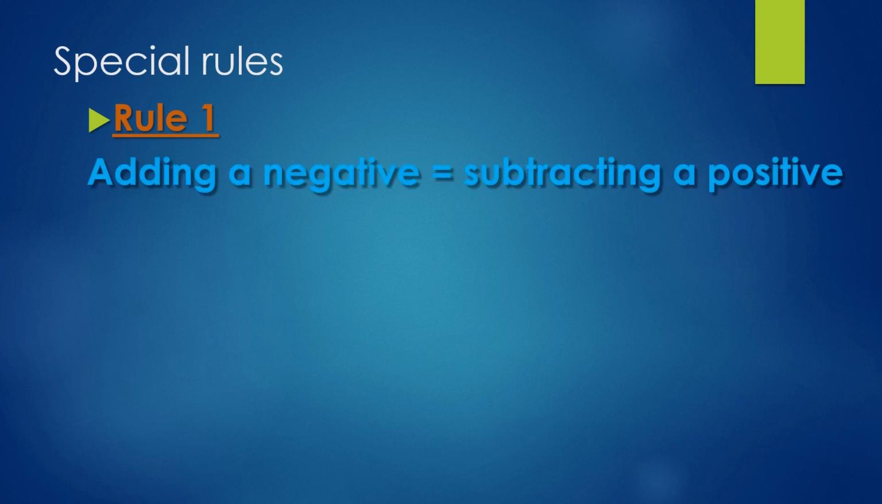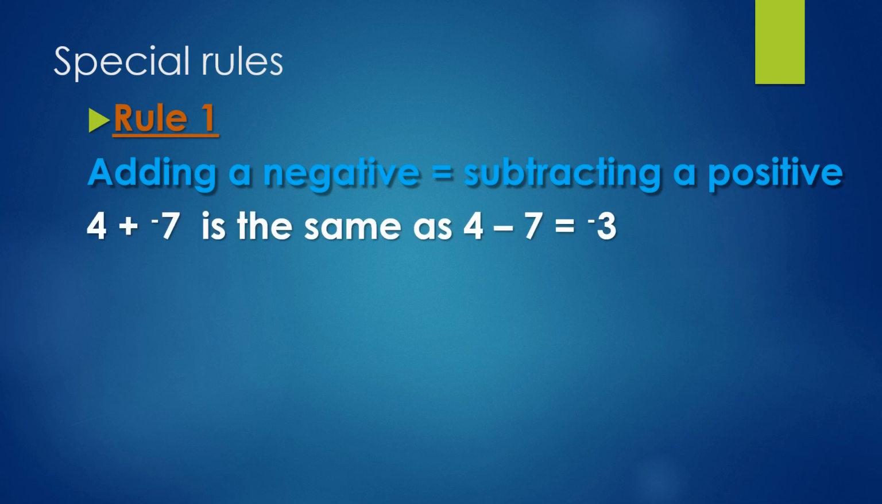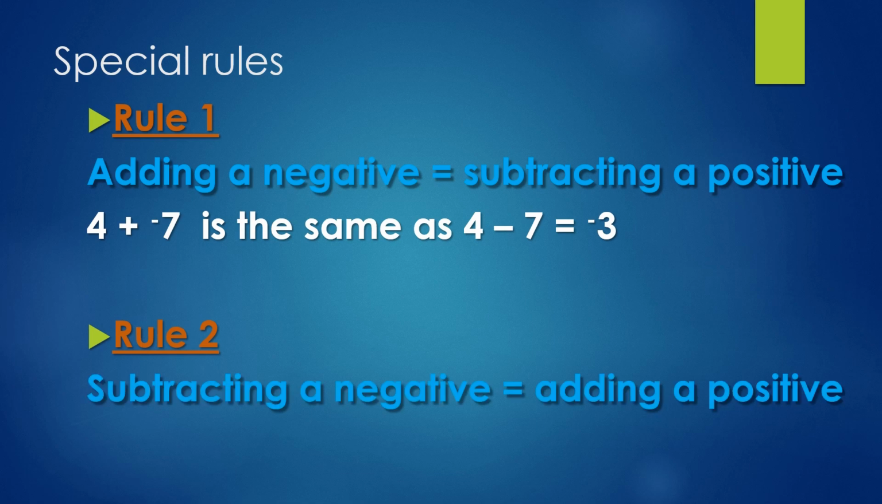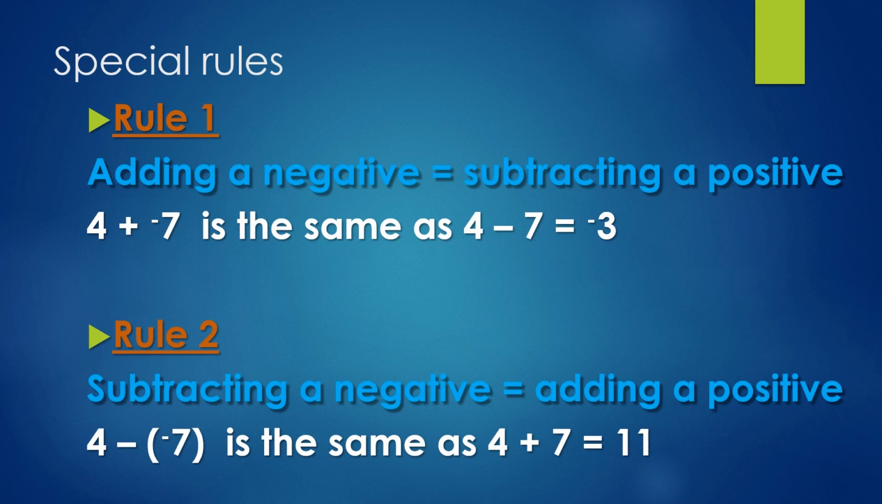Rule number 1. When you add a negative, it's just like subtracting a positive. For example, if you have 4 plus negative 7, adding that negative is just like subtracting the positive. So we can instead write 4 minus 7 equals negative 3. Rule number 2. Subtracting a negative is the same as adding a positive. So for example, if we had 4 minus negative 7, that's the same as saying 4 plus 7 because those two negatives become a positive. So 4 plus 7, as you know, is 11.